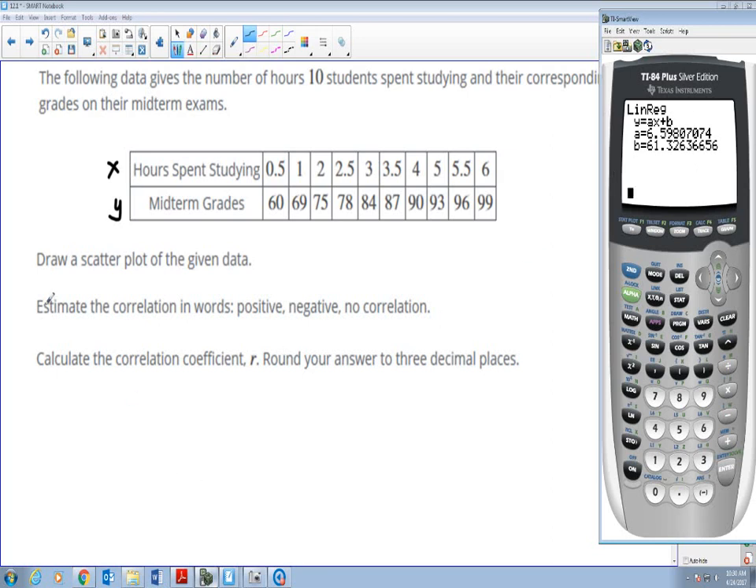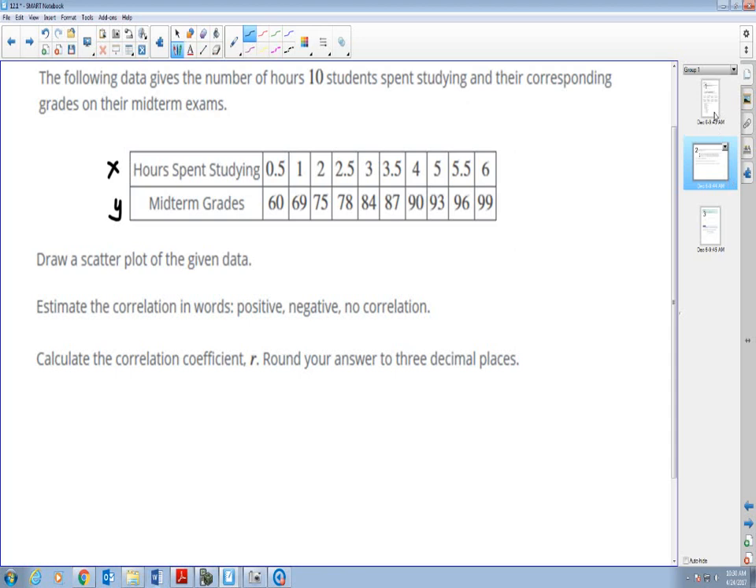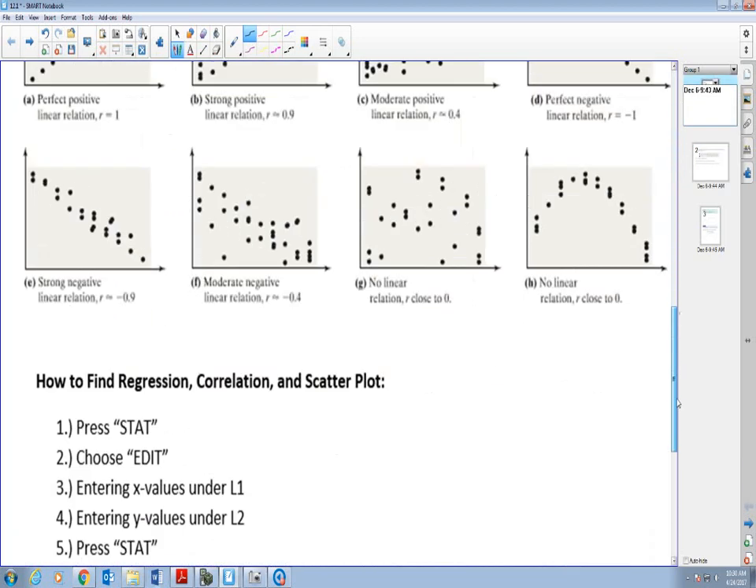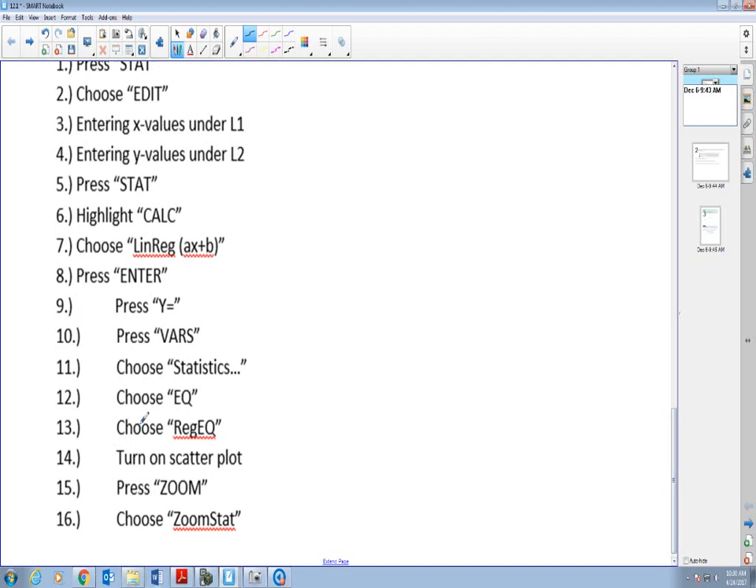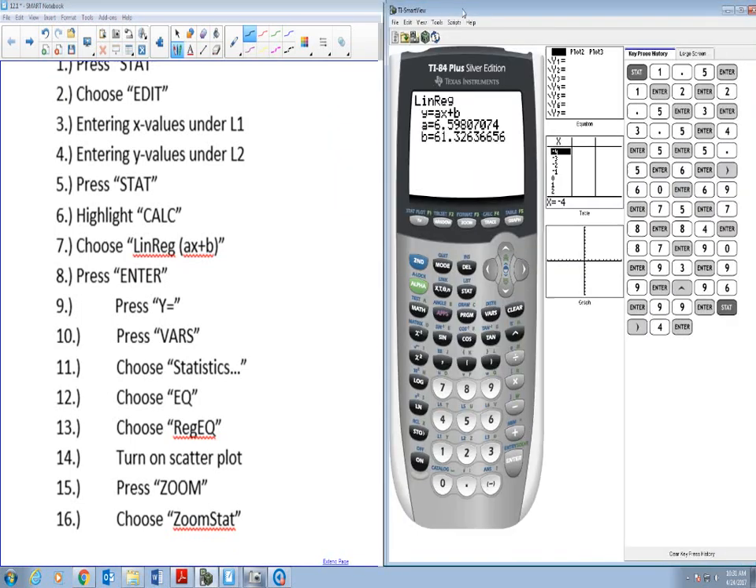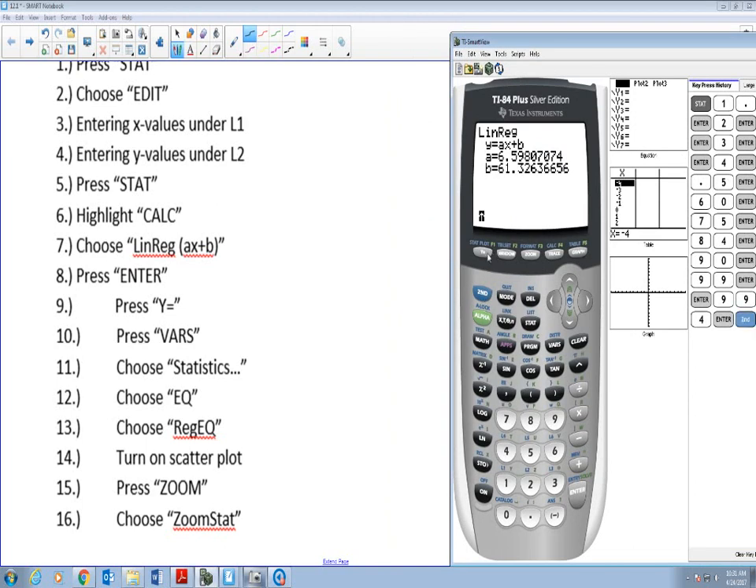But right now, problem one is to draw the scatter plot for the given data. So to draw a scatter plot, let's go back to the previous page. I need to turn on my scatter plot, press zoom, and choose zoom stat. So for my problem, I'm gonna go to second stat plot, number 1. Make sure I turn on my plot 1, press enter.